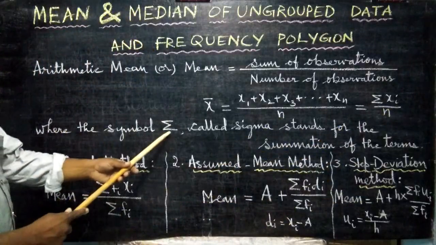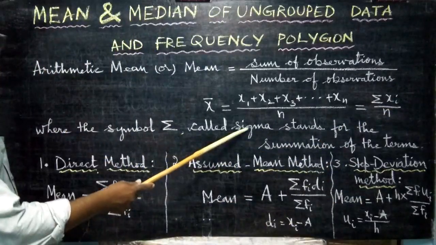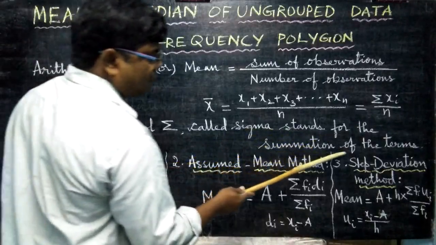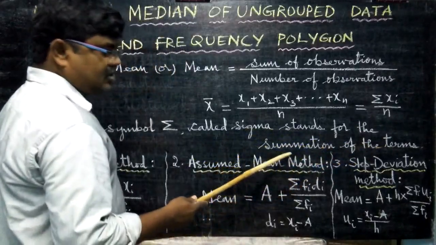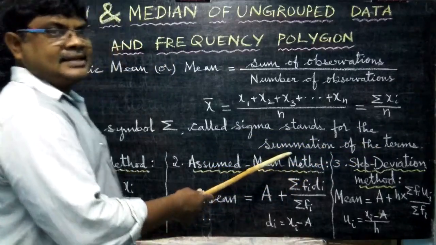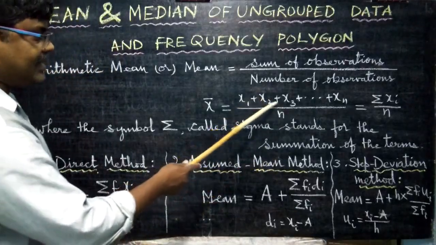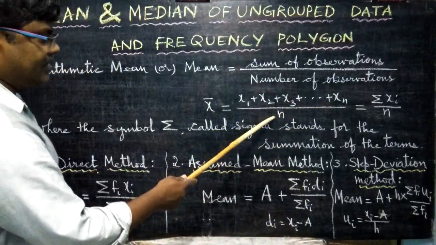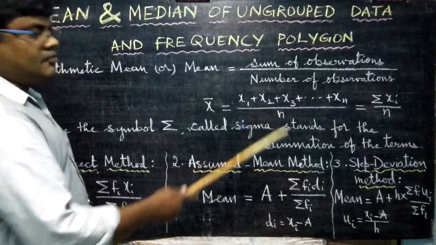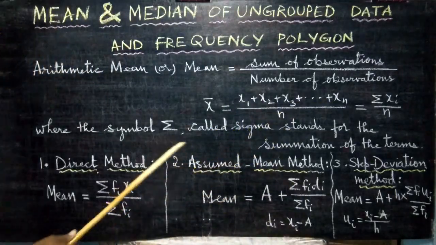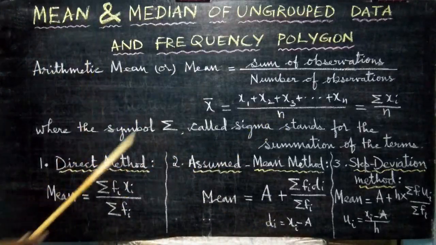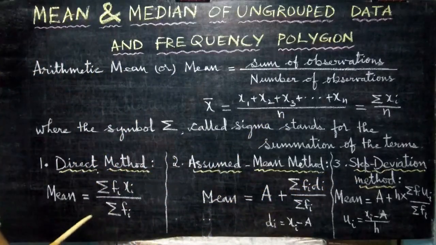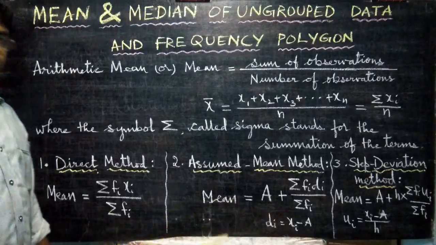This symbol we call sigma. Sigma stands for summation of terms. Summation means addition, sum. That's why we kept plus here. We are going to add and then divide by the number of observations. In this mean, we have 3 methods. These 3 methods we are going to do one by one.